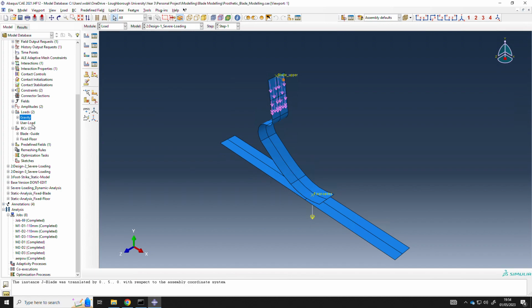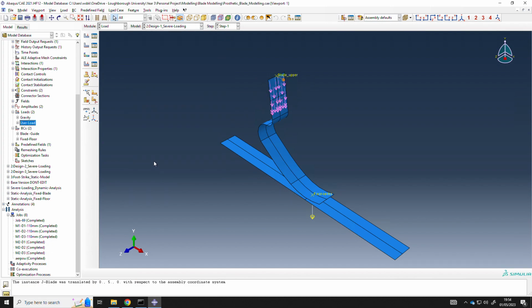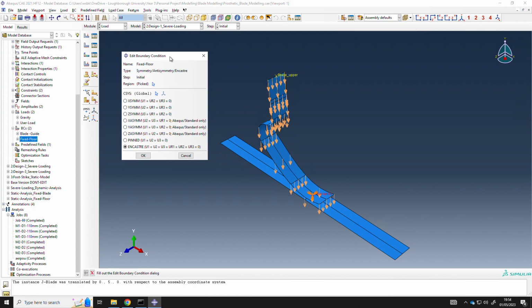Secondly, a user load was input. This accounted for a 700 Newton load of the user spread across the upper blade contact surface. Moving into the boundary conditions, we had a fixed floor, which ensured the contact surface remained fixed in place, despite any contact from the blade.